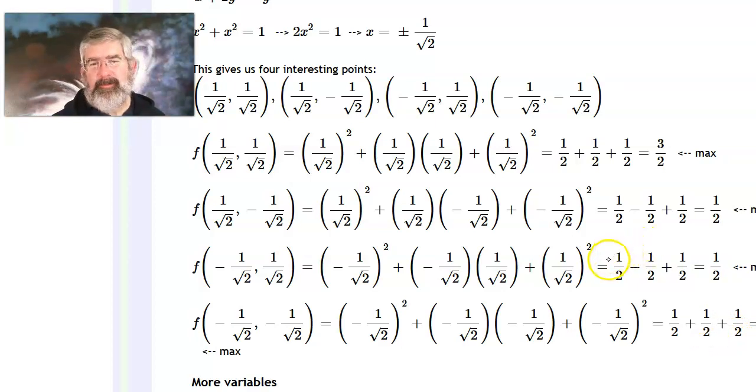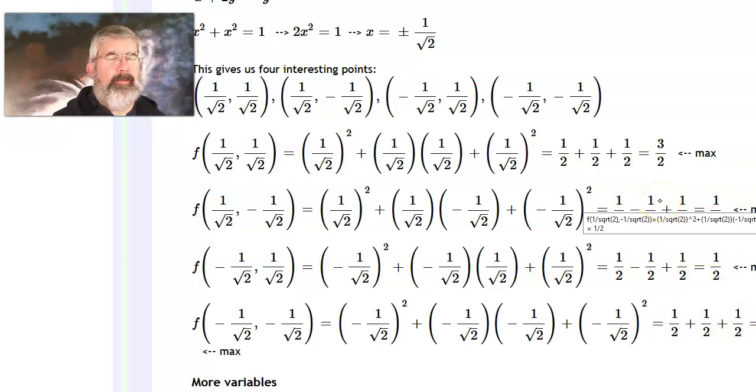So, looking at those, the 3/2 are the big ones. So the first one and the last one, and the 1/2 are the smallest ones. So you have, I wouldn't call them local maxes and mins, really.